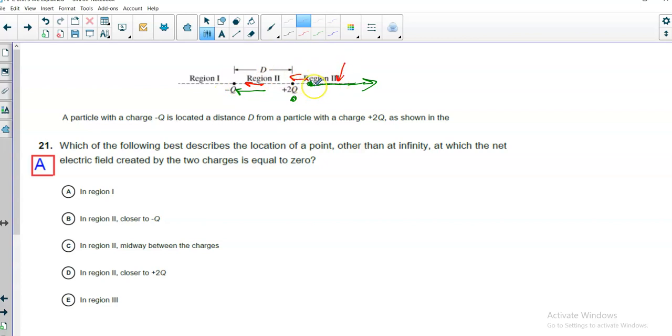So I don't see them being able to cancel here. But if we go over here in region 1, the charge by 2q over here could be relatively small because I'm far away from 2q. But since I'm close to the smaller charge, it may be able to muster up enough oomph to cancel out.